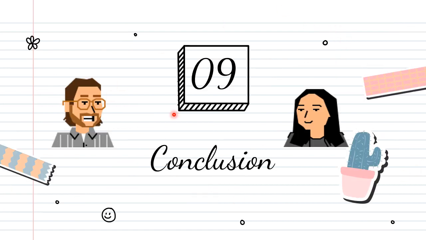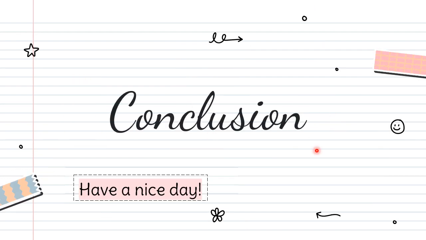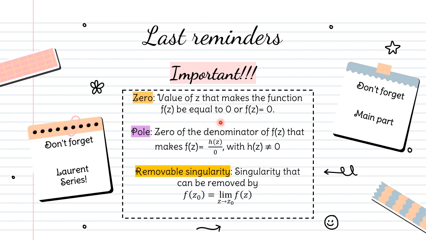In conclusion, last reminders. These are things that are very important and that we shouldn't forget, because if we do, then we might struggle when we do exercises. So these definitions need to be taken apart, and this is basically a little summary of what we have seen so far.